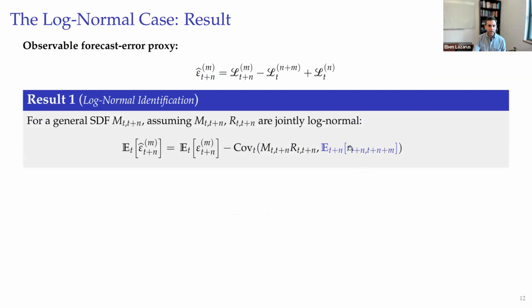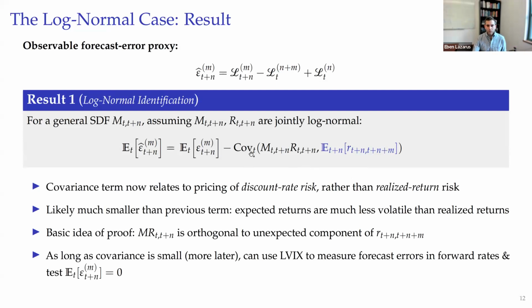And so this second term in the covariance that we measure when measuring our proxy for forecast errors is going to be, at least theoretically, an order of magnitude smaller than the unobserved risk premium term in the case where we're interested in measuring spot rates by themselves. This term is going to relate to the pricing of discount rate or expected return risk rather than realized return risk. Again, because we think realized returns are just much more volatile than expected returns, this thing should be much smaller overall than the covariance in the previous slide. Because of that, we think this thing is going to be pretty informative about forecast errors in forward return expectations. We're going to go about testing that in a few different ways.